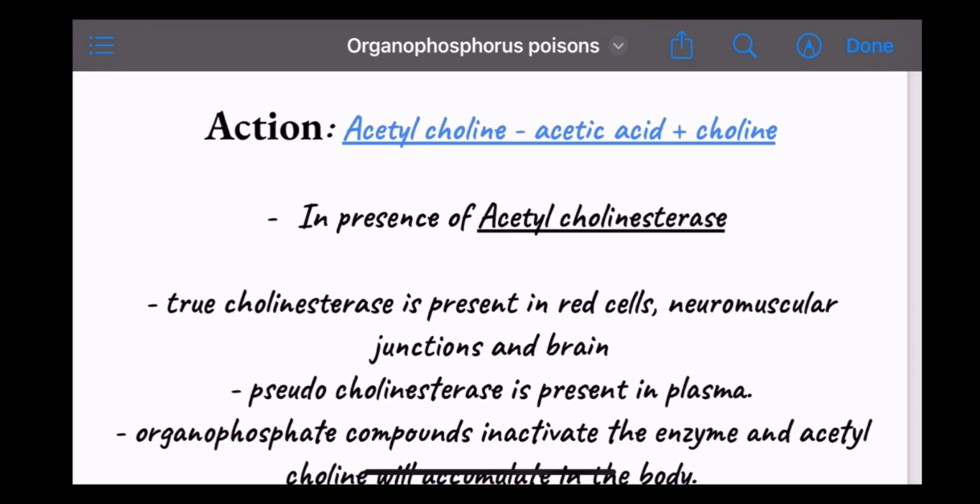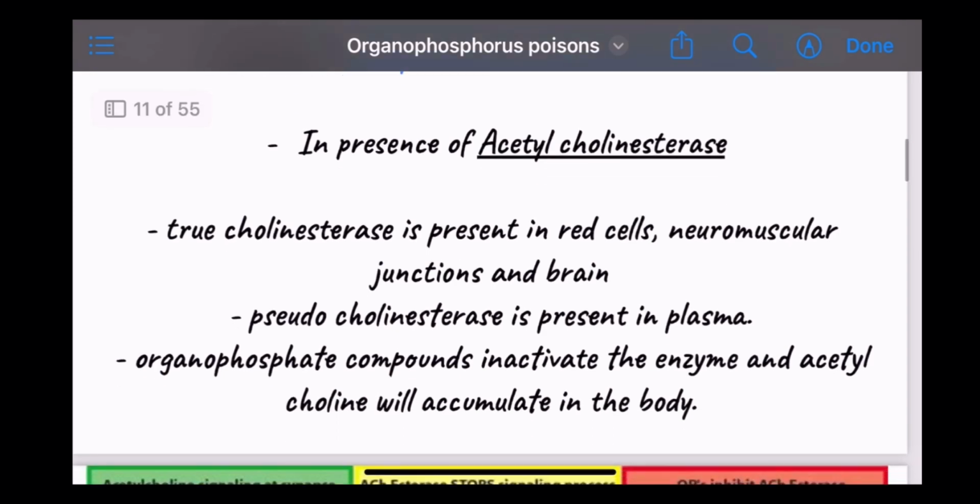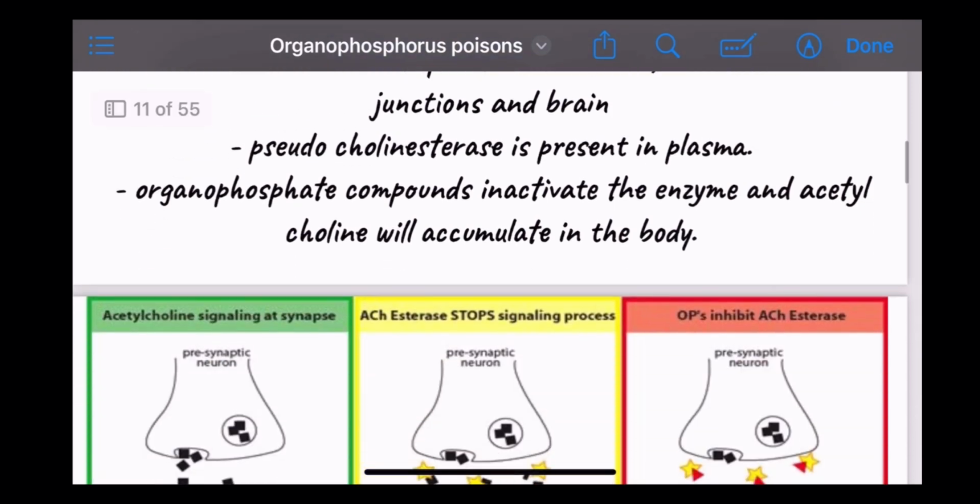In the neuromuscular junction, what happens is acetylcholine will be there. Acetylcholinesterase comes and binds to acetylcholine and breaks it into acetic acid and choline. But now what is happening? Organophosphates are there, so they will go and bind to acetylcholinesterase and inhibit it. Now acetylcholine is not going to break into acetic acid and choline, so there will be more accumulation of acetylcholine, right? So basically organophosphate compounds inactivate the enzyme and acetylcholine will accumulate in the body. This is what happens in organophosphate poisoning.